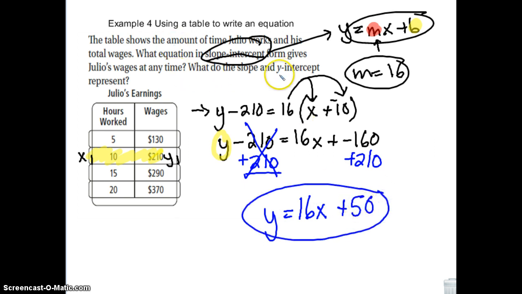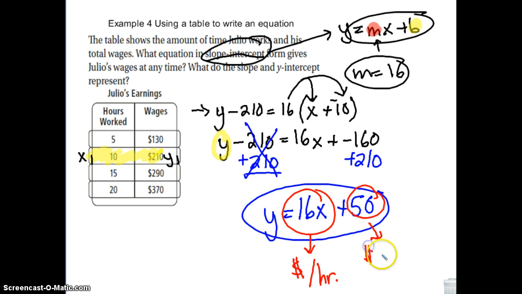But it also says, what do the slope and the y-intercept represent? This right here, this 16x, the 16 is the slope. That's how much money he makes per hour. The y-intercept is how much money he gets no matter what. So that's just his fixed income. A fixed income means that he gets $50 plus every hour that he works, he gets another $16 after that.